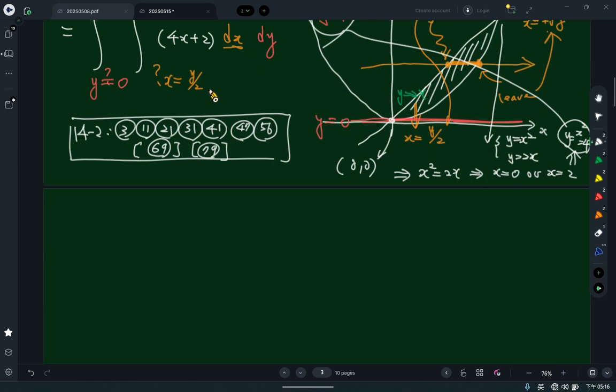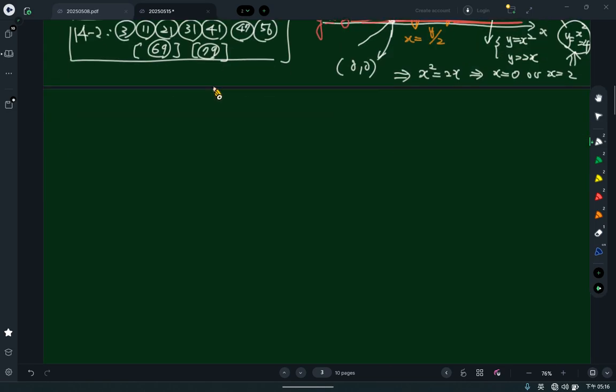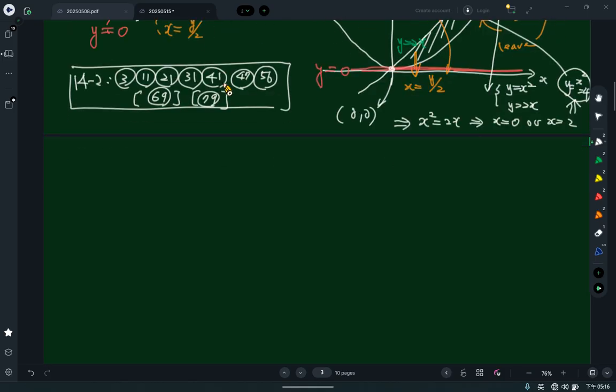OK. Then we shall continue to move to session 3. Session 3, we will talk about the area by double integration. So you can see area by double integration. We are talking about double integration, but we just use double integration to calculate area.